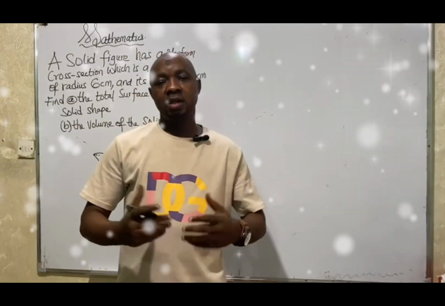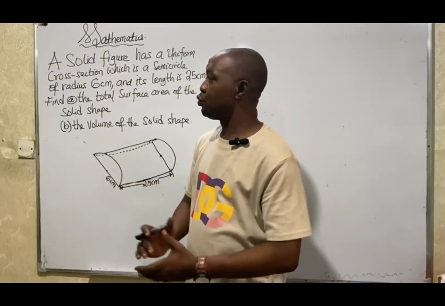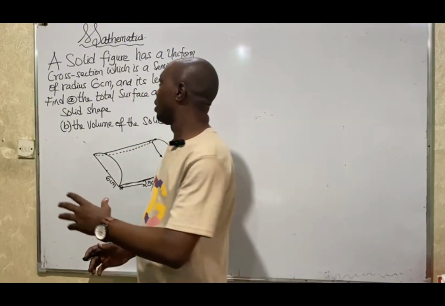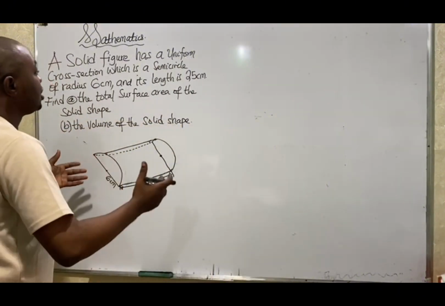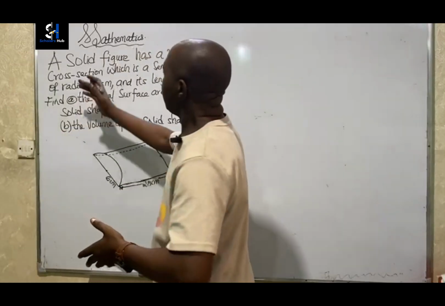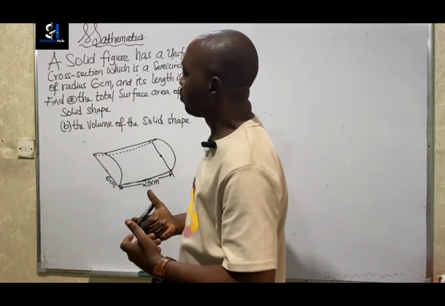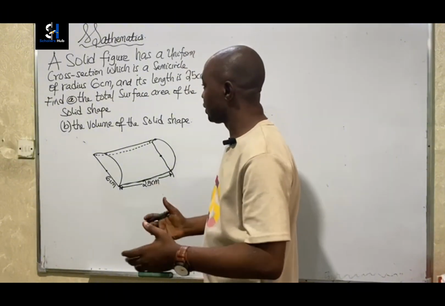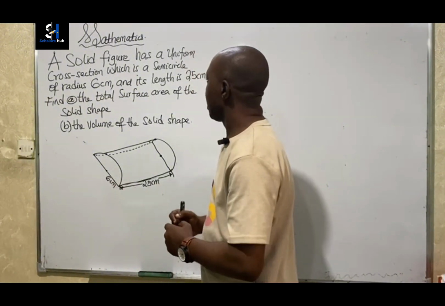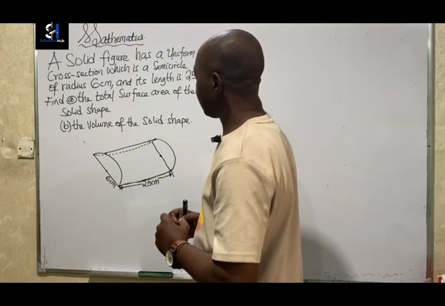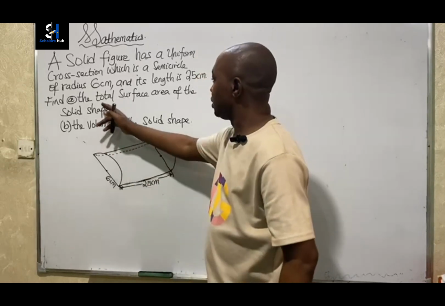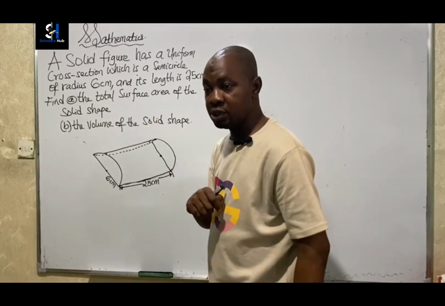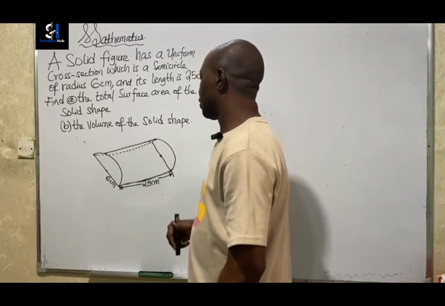Hi guys, now let's solve this simple question on the board. This is a question about solid shape. We have a solid figure with a uniform cross section, which is a semicircle of radius 6 centimeters, and its length is 25 centimeters. We want to find the total surface area of the solid shape and also the volume of the solid shape.